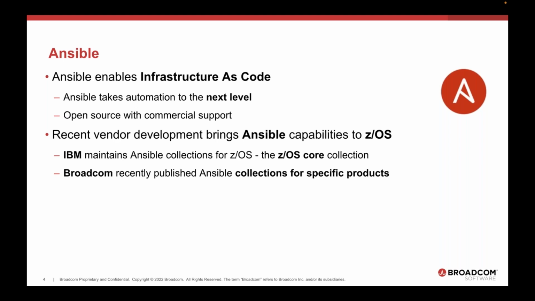What has happened in the Ansible space in the last two years is that IBM introduced their own Ansible collection. An Ansible collection is a set of Ansible modules, and a module is basically the prescription of how Ansible should communicate with the target platform. So IBM developed their own collection that uses various interfaces on the mainframe, mainly SSH, but for their other products it could be REST API and maybe others, and brings the basic z/OS functionality into Ansible.